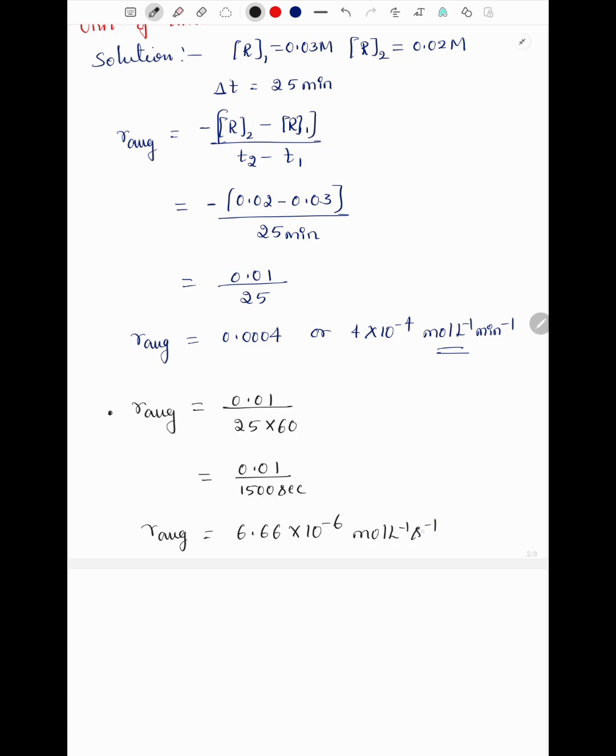Okay, this is how the same question can be asked to calculate in terms of minute and in terms of seconds. In the new competitive exam, either this option may be given or this option may be given. And in board exam, if this question is asked, you need to calculate both in minutes and also in seconds, right?